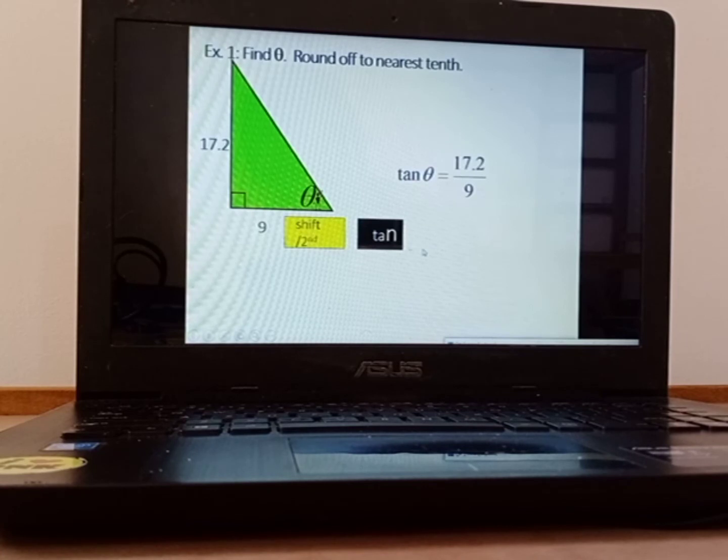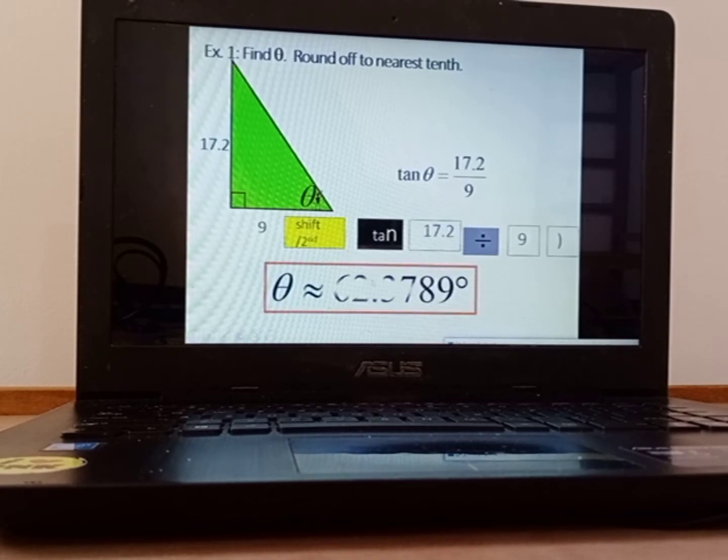And then next, you will have to press 17.2 and then divide 9, and then close parentheses and then equals. So the value of our angle is 62.3789 degrees. So again, class, our goal is to get the value of our theta.